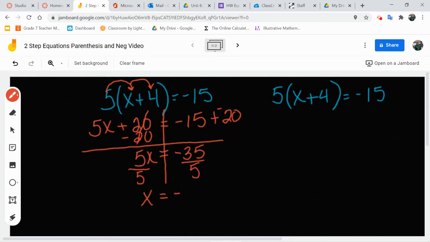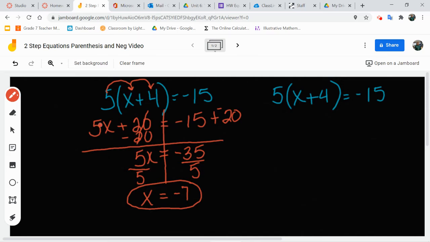I'm going to write that down first so I don't forget to do it. This is where people miss this problem. Get all excited and forget the negatives. All right, so then I can do 35 divided by 5, and my answer is negative 7. Now let's go over and work it in this direction, then we'll come back and verify that that is the correct answer. So on this side, I'm going to show you how to solve these by dividing first.